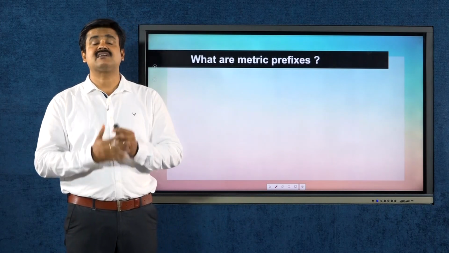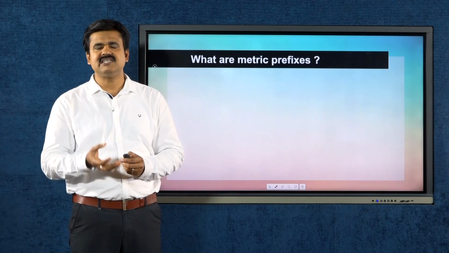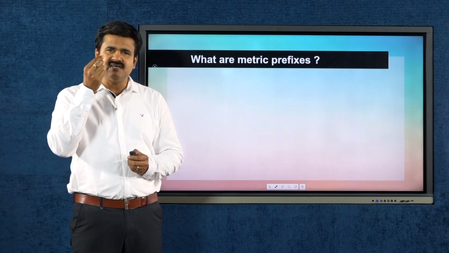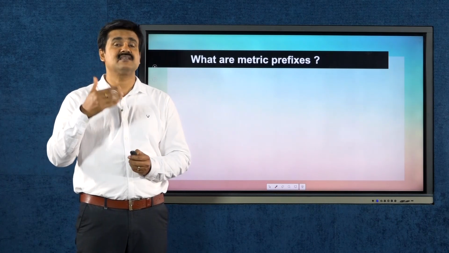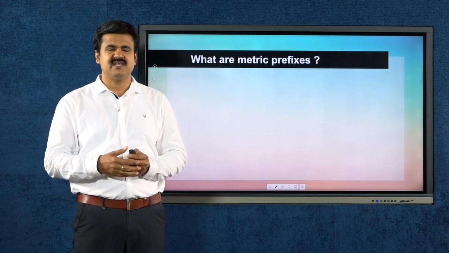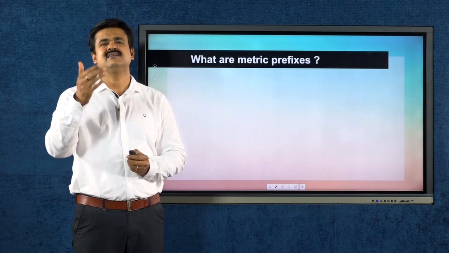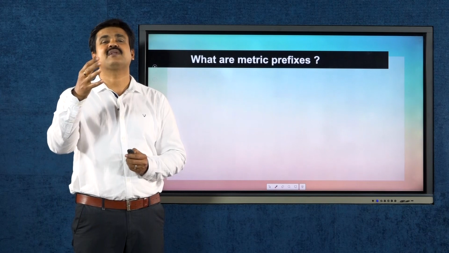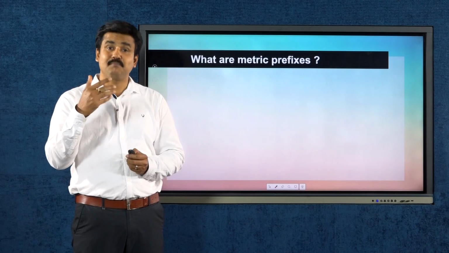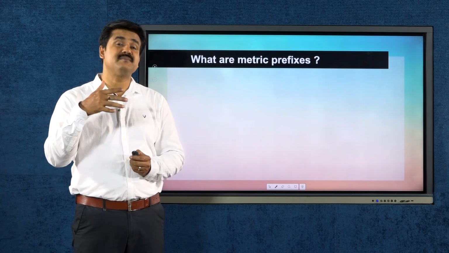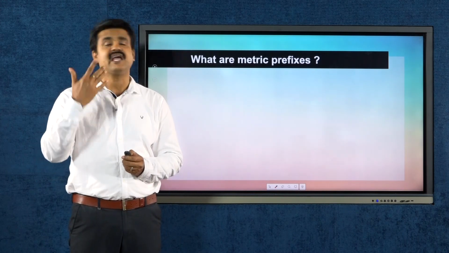Now, what are metric prefixes? Suppose you measure the quantity of a substance or the mass of an atom. The SI unit of mass is kilogram. But for an atom, the mass is very, very small. So you have to use some prefixes to reduce the quantity, to represent the small mass. Therefore, you can use some prefixes. The prefixes are very much familiar to you. Prefixes can be used to represent small quantities as well as high quantities.